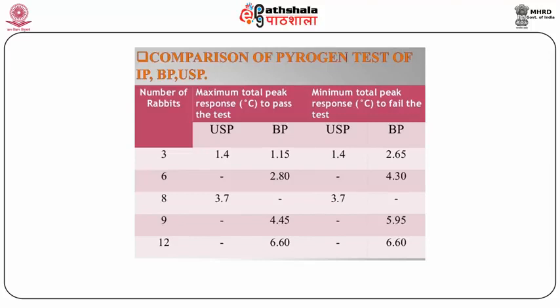If you are experimenting on 8 rabbits, then according to the USP, 3.7 degrees centigrade is the minimum total peak response. And if we are taking 9 rabbits, then according to the BP, it should be 5.95 degrees centigrade. While if the number is 12, then the response should be 6.60 degrees centigrade according to the BP.